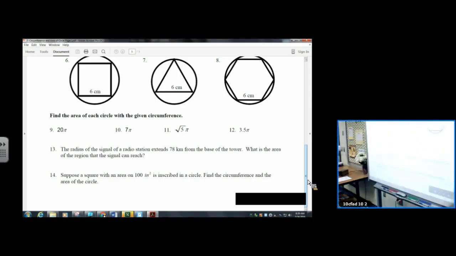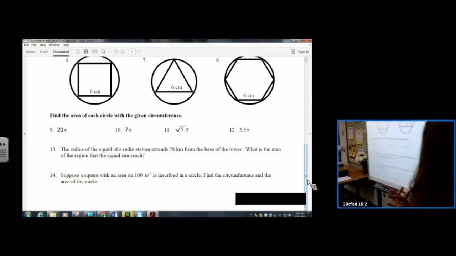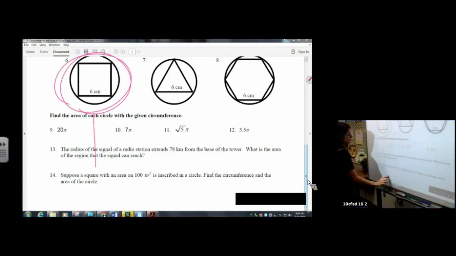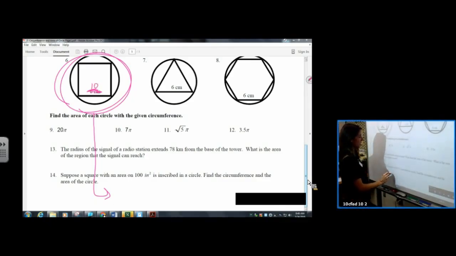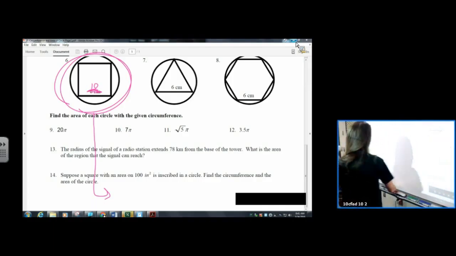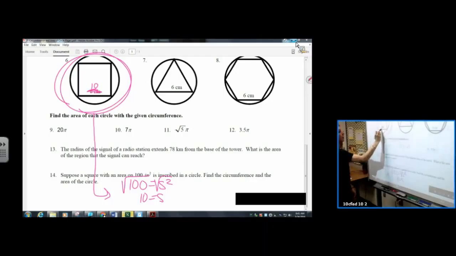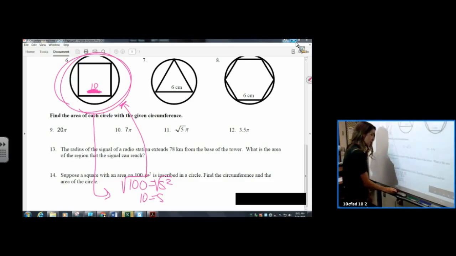Suppose a square with an area of 100 inches squared is inscribed in a circle. Find the circumference and the area of the circle. That's a typo, you see that? So guys, number 14 is really this picture, and instead of this being 6, it's 10, right? Because the square has an area of 100. If you square root both sides, the side of the square is 10. There we go. So it's really this picture up here. If you don't mind me just reusing that, I'm going to do that.